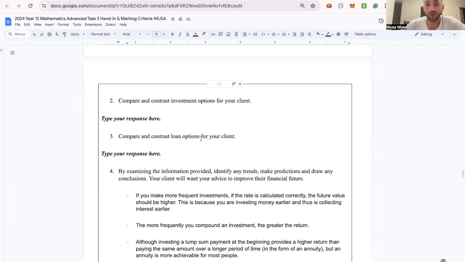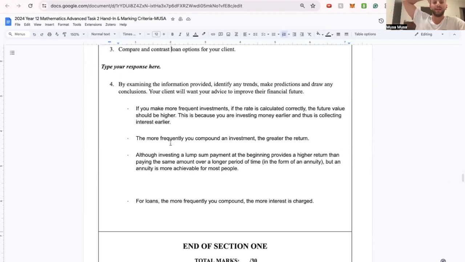It says compare and contrast loan options for your client. We've been ranting about this already. The fortnightly one's better. You can give some justification for that. Then it says by examining the information provided, identify any trends, make predictions, and draw any conclusions. Your client will want your advice to improve their financial future. So if you make more frequent investments, if the rate is calculated correctly, the future value should be higher. This is because you are investing money earlier and thus it is collecting interest earlier.